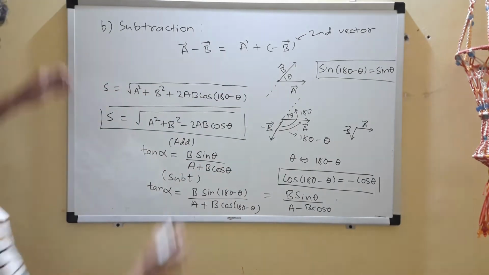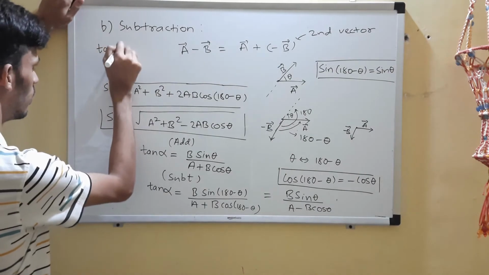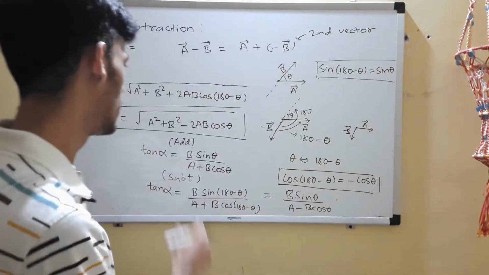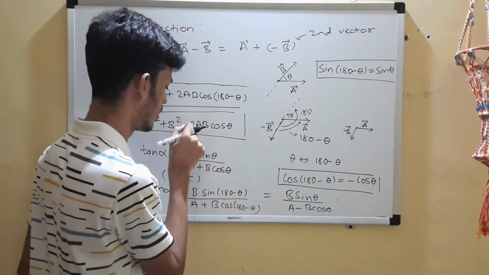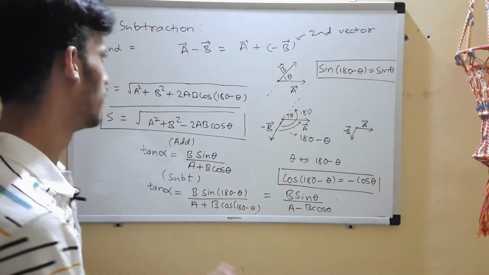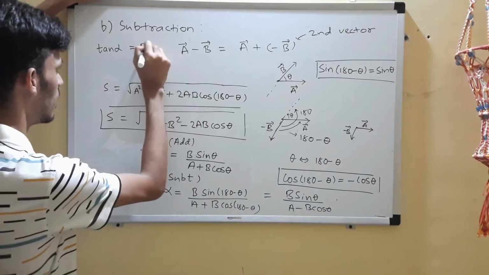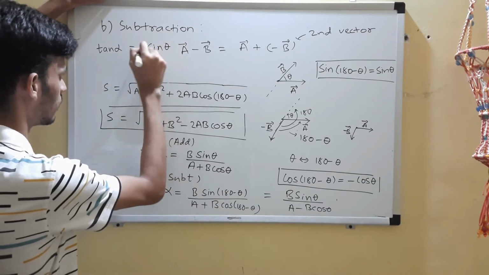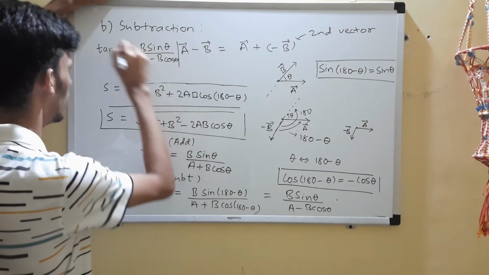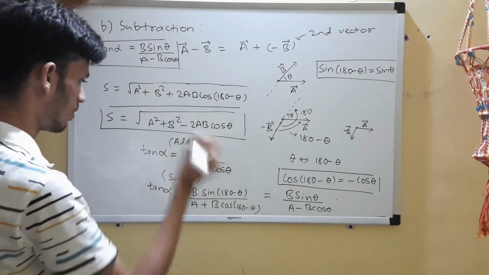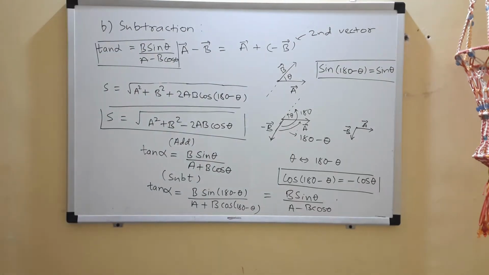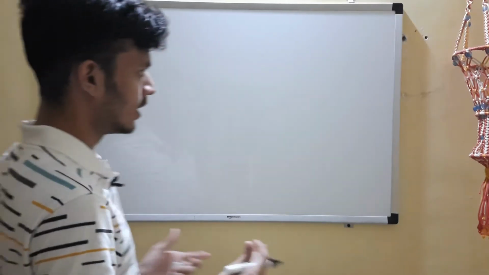Where can I write that now? Tan of alpha is, so only a minute change, right? The plus sign in the addition formula is replaced by minus. If you remember the addition one, here also the plus is replaced by minus. So tan alpha is b sin theta upon a minus b cos theta. You can note this down as well. That was all about addition and subtraction.